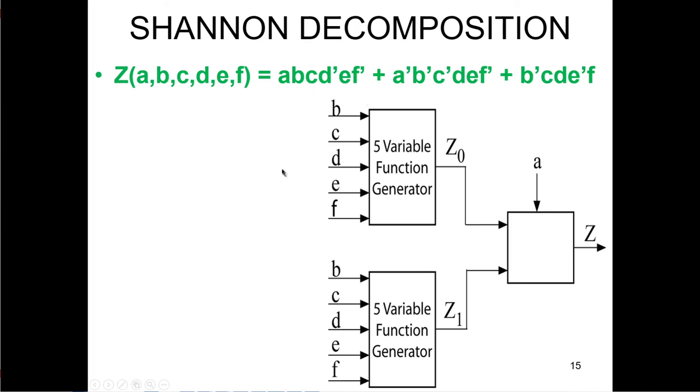All right, so here's a real function. A, B, C, D prime, E, F prime, plus A prime, B prime, C prime, D, E, F prime, plus B prime, C, D, E prime, F. How do you decompose this six-variable expression into two five-variable expressions based on A? All right, let's do that.